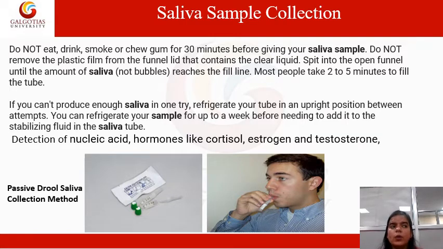Some people, such as older people, are not able to fill the tube with the required amount of saliva. So what they do is keep the tube in an upright position in the refrigerator for up to a week, though the sooner you can do it, the better. That's how you can collect the required amount of saliva. These samples are used for nucleic acid tests and hormone tests such as cortisol, estrogen, and testosterone.